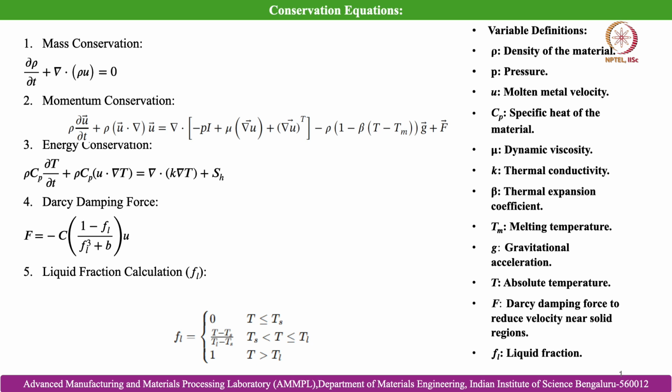Then the Darcy damping force F is equal to minus C1 into (1 minus FL) by FL cubed plus B, into U. And the liquid fraction calculation FL is equal to 0 when T is less than or equal to Ts, where Ts is the solidus temperature. FL is equal to (T minus Ts) by (TL minus Ts) when T is greater than the solidus temperature and less than or equal to TL, that is the liquidus temperature, and FL is equal to 1 when T is greater than the liquidus temperature TL.